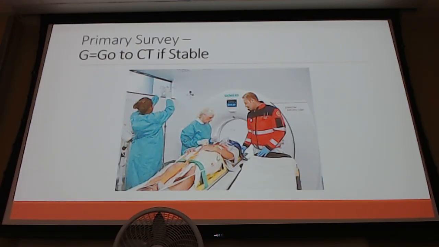And then if they're stable, we can go to the CT scanner. But the CT scanner is where patients go to die. So that's how the ideal primary survey works. So hopefully you guys will get to see this at phase 2. We're definitely going to practice it during our labs and during our advanced trauma management lab as well.